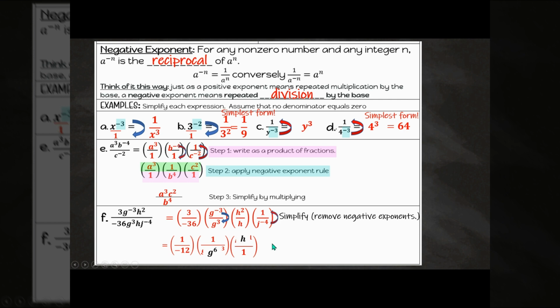And then 1 over j to the negative 4. I'm going to bring that j to the power of 4 to the numerator and drop the negative in front of the exponent. Once I simplify that, I get h j to the power of 4 over negative 12 g to the power of 6.